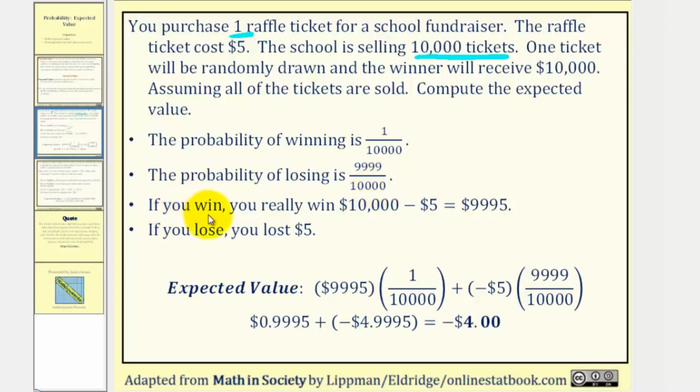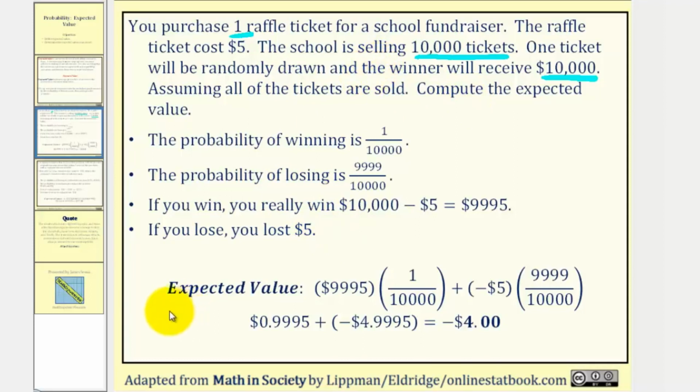Next, if you win, you don't really win $10,000. You'd actually have to subtract the cost of the ticket. So if you win, you actually win $9,995. And of course, if you lose, then you lose your $5 from purchasing the ticket. This is the information we need to find the expected value for this event.